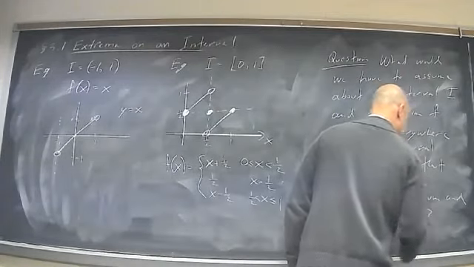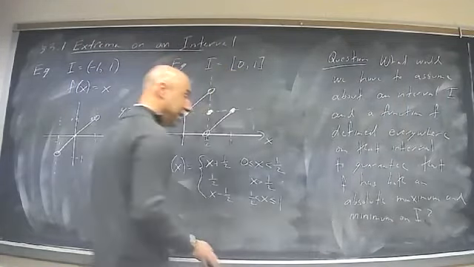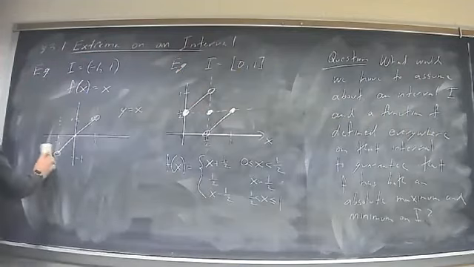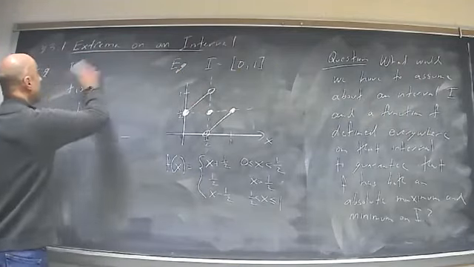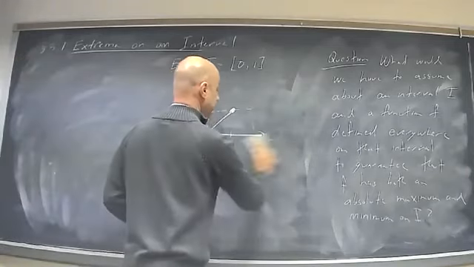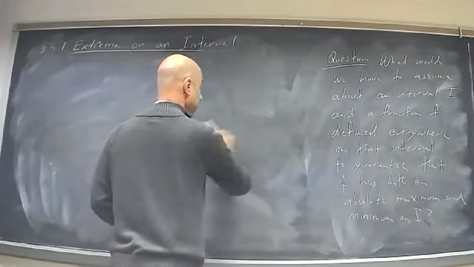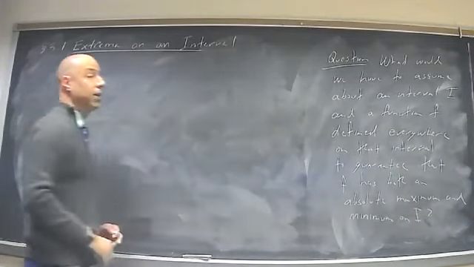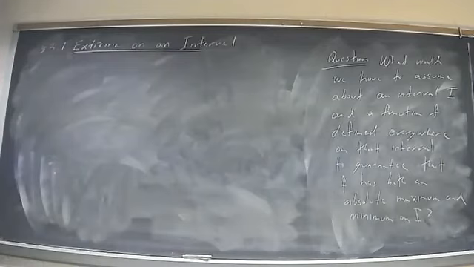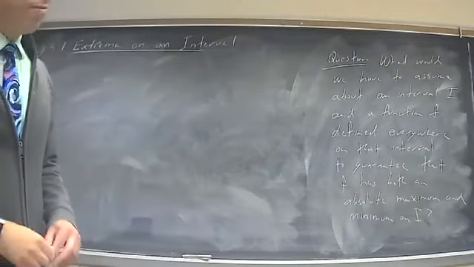So it has both a place that's at least as high as everywhere else and a place that's at least as low as everywhere else. The answer to this question, hopefully you're forming some hypotheses in your mind right now, is called the extreme value theorem.